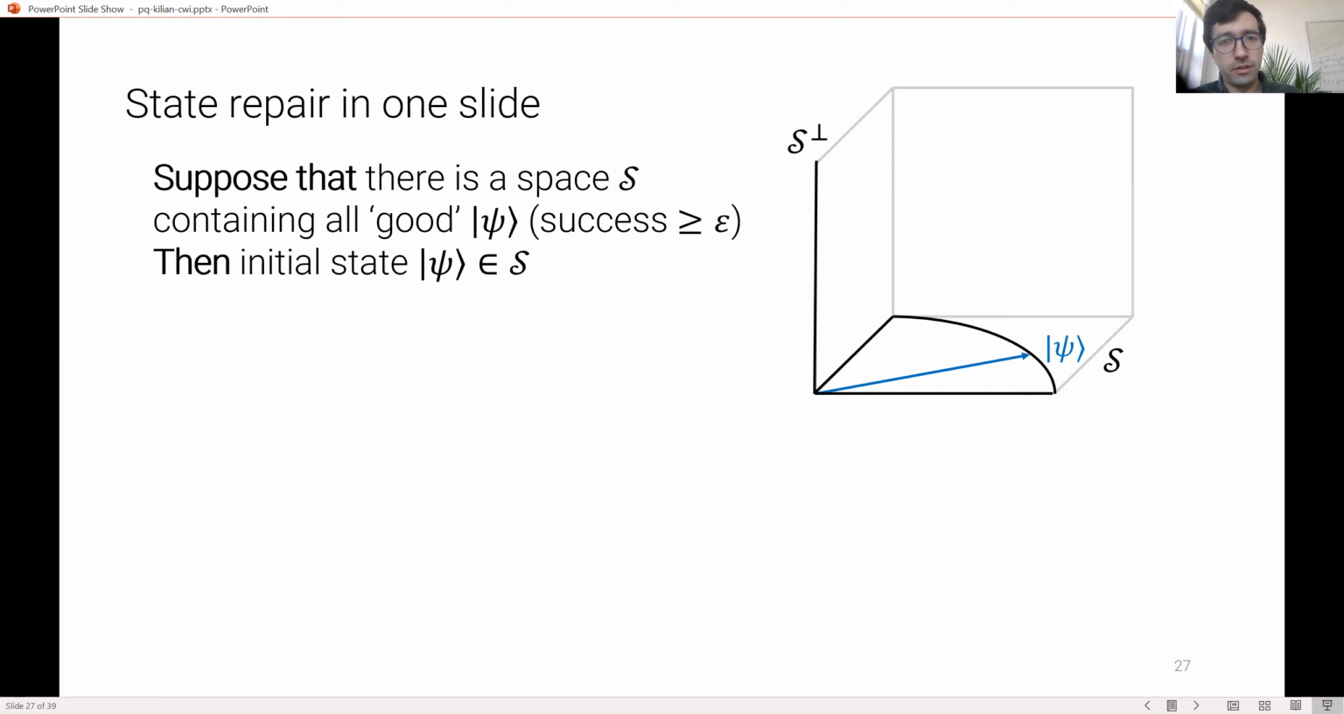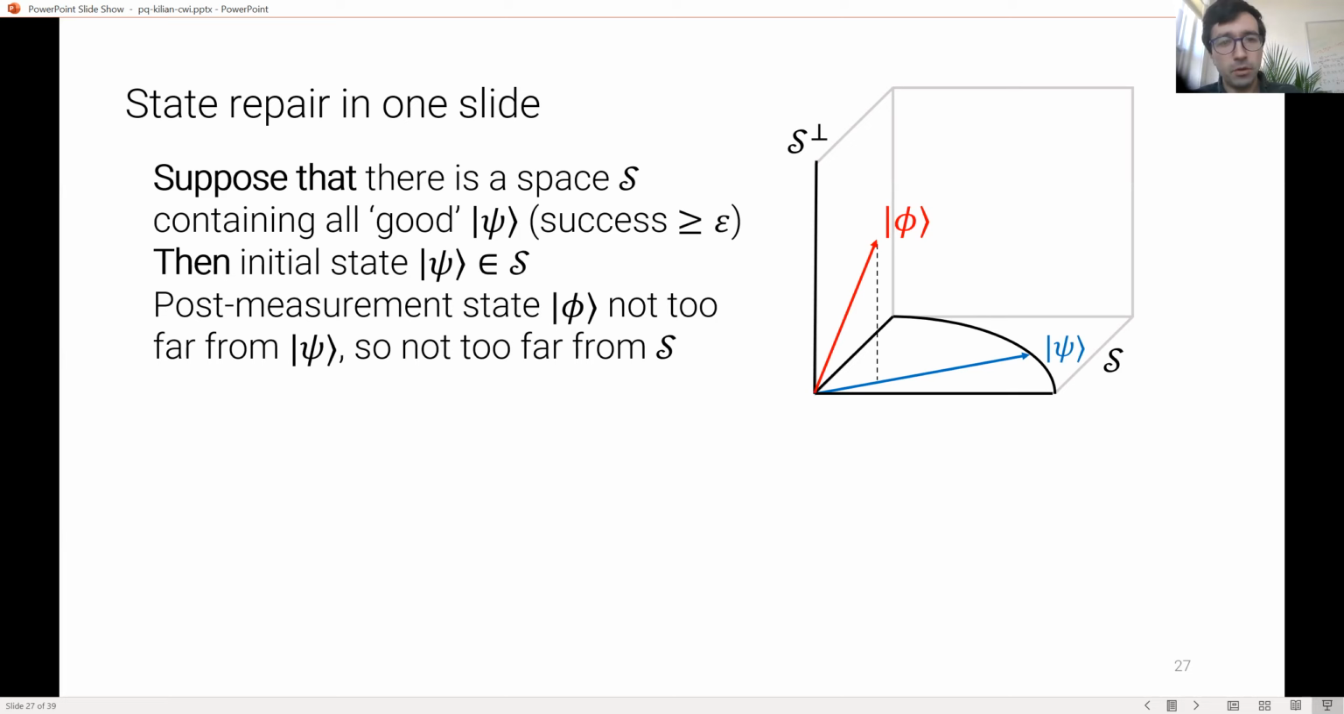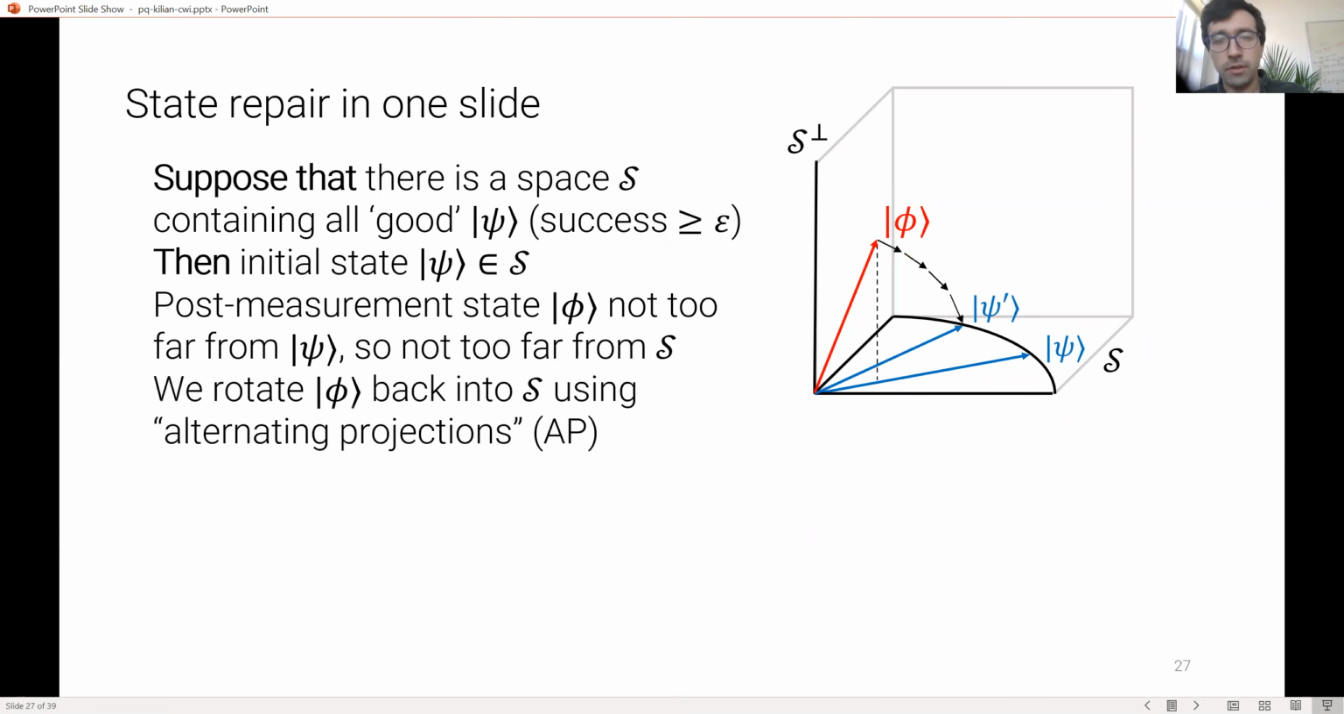Then the initial state having success probability at least epsilon is going to be inside of the subspace by definition. Moreover, because the measurement is only a 1-bit measurement, it doesn't disturb the state too much when you apply it, and so the post-measurement state is not too far from the original state that you were at, right? Because you made a 1-bit measurement. And then what you do is you somehow push the state back into the good subspace using this alternating projections algorithm, which I'll talk about in a second.